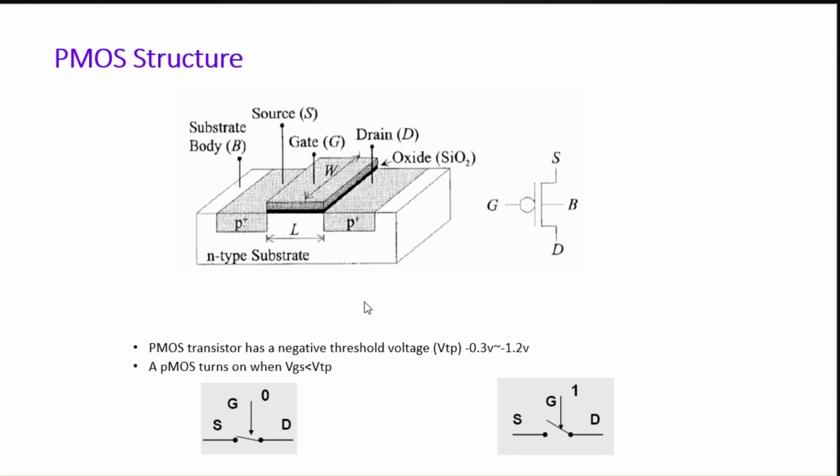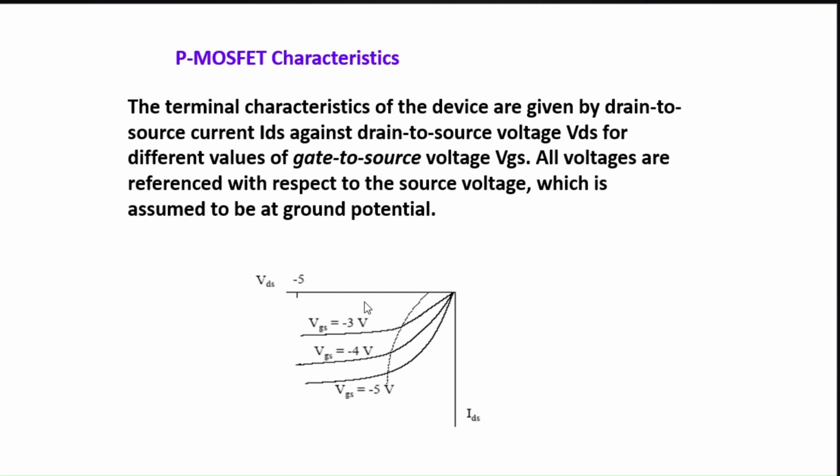Now, the PMOS is essentially the complement of NMOS. Here, the substrate is N-type, and the source and the drain are P-plus regions. PMOS has a negative threshold voltage, typically around negative 0.3 to negative 1.2 volts. And importantly, a PMOS transistor turns on when VGS is less than VTP, meaning it needs a low voltage at the gate to conduct. So it behaves the opposite way of the NMOS.